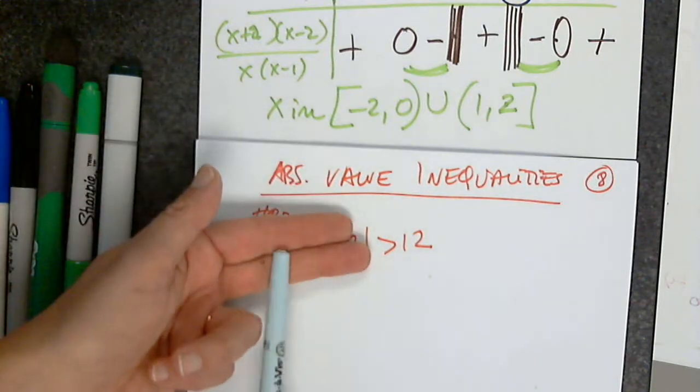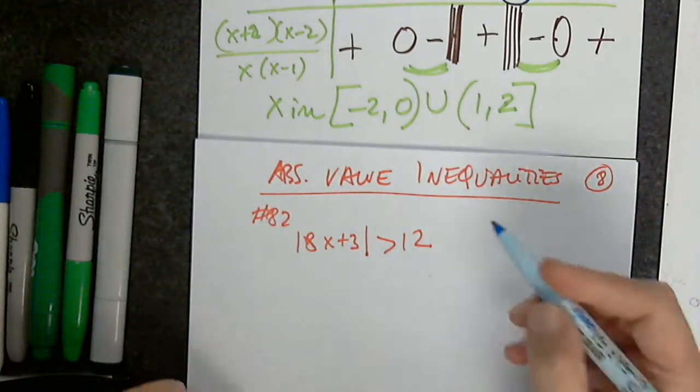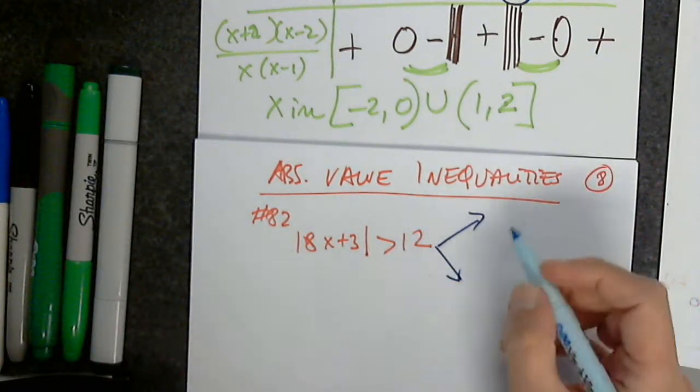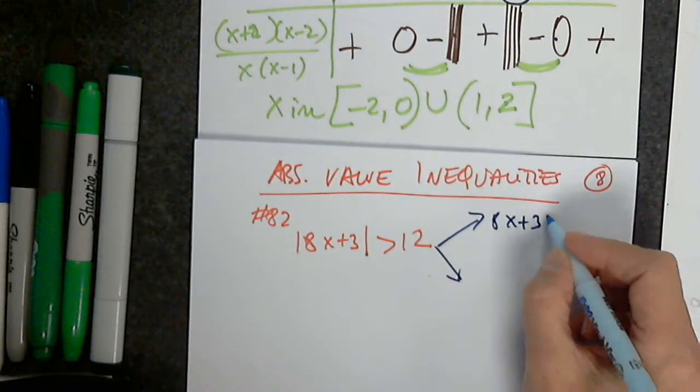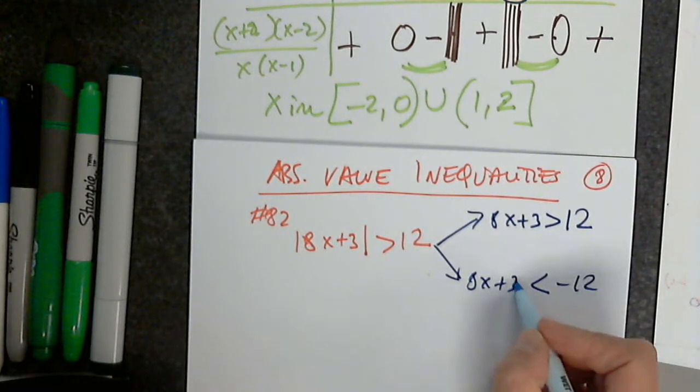The absolute value is the distance. So, okay, where will those numbers be? Between negative 12 and 12, or will they be outside? You're looking for numbers that are greater than 12, right? So it would be 13 up to infinity. Or negative 13 to negative infinity, correct. So therefore, these are two possibilities. We have 8x + 3 greater than 12, or 8x + 3 less than negative 12.